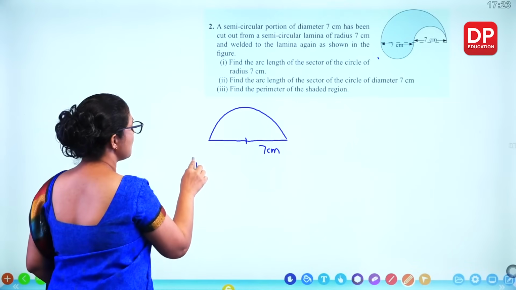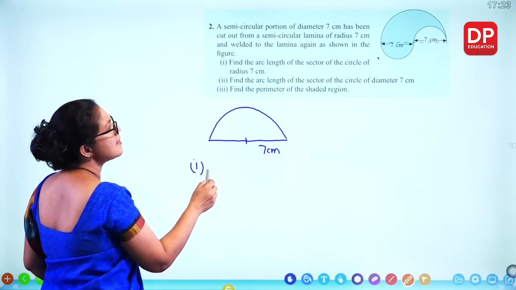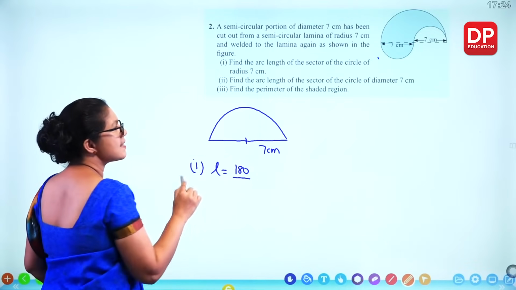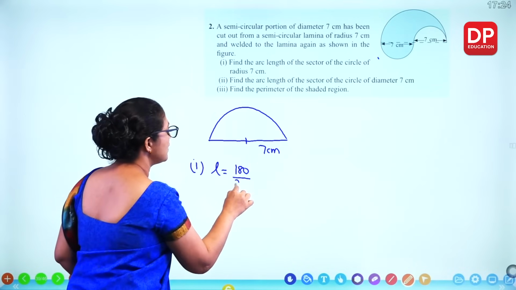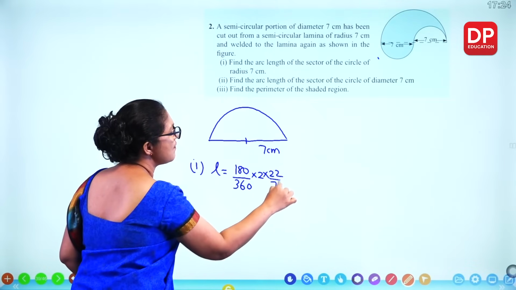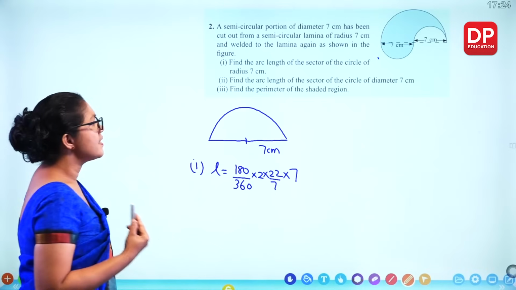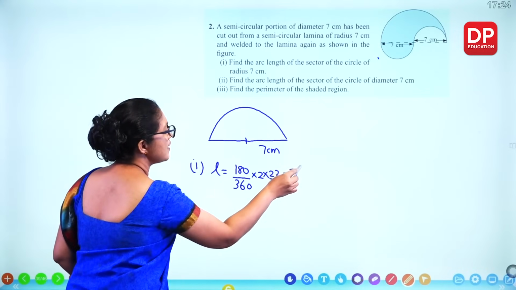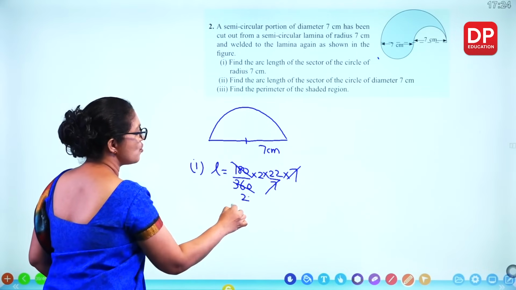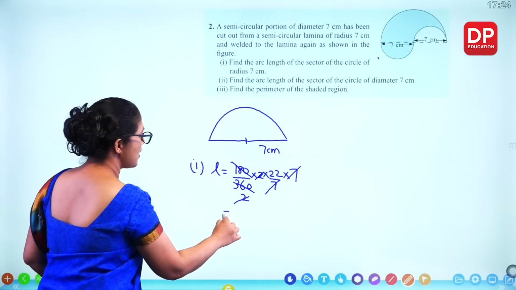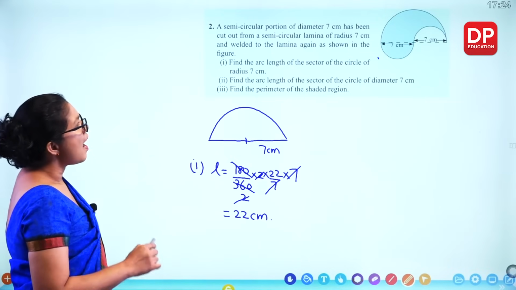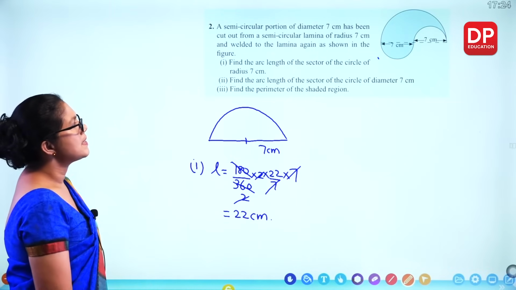So what's the arc length for the first part? Arc length is, the angle is 180 because this is a semicircle, over 360 into 2, pi is 22 over 7 into r. R is 7. Simplify this: 7 gets cancelled out, 180 times 2, 2 and 2 get cancelled out. So you get 22 centimeters as the arc length of the bigger semicircle.